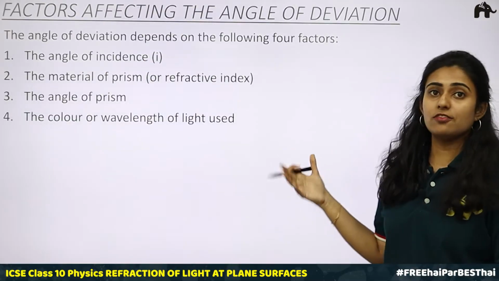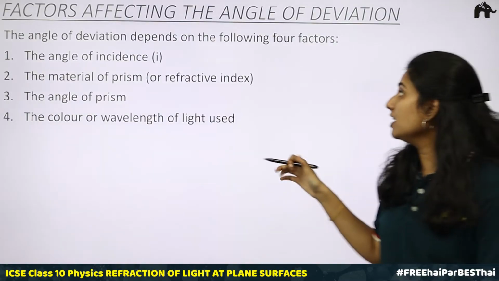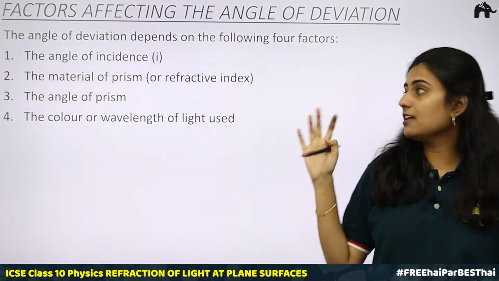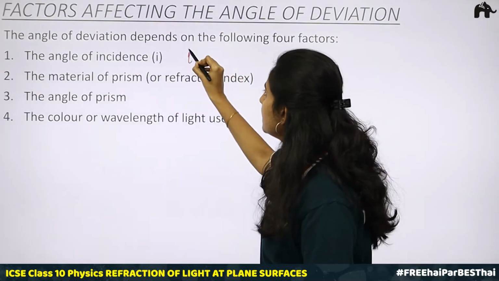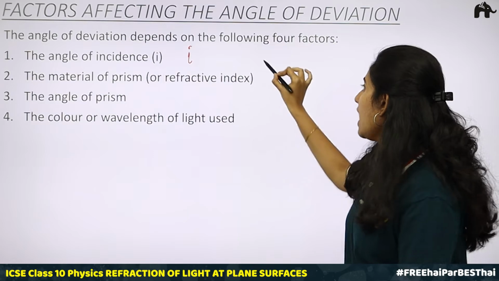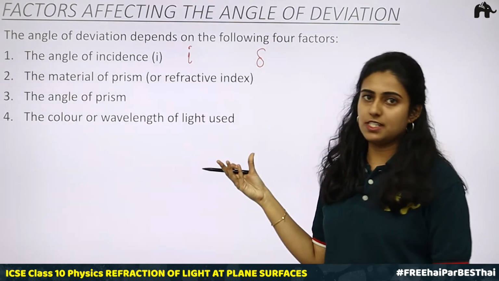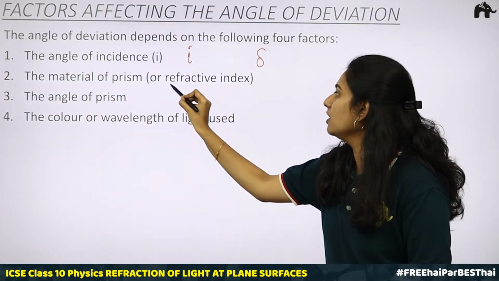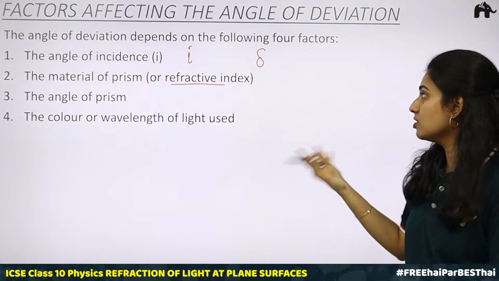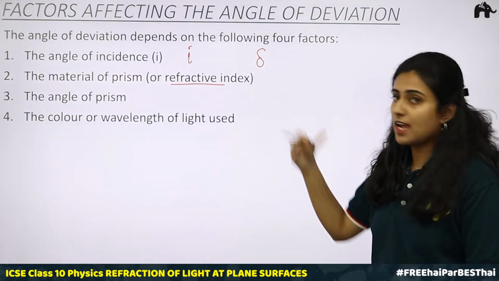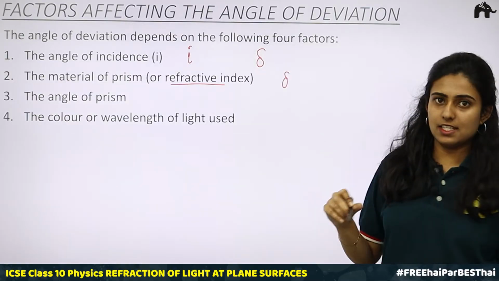Now what are the factors on which angle of deviation depends? Factors affecting the angle of deviation. The angle of deviation depends on the following 4 factors. First one is angle of incidence. When angle of incidence is increased or decreased, what happens to the angle of deviation, delta? Second, the material of prism. It is mainly depending on the refractive index. Denser medium or rarer medium. Light traveling from a rarer to denser or denser to rarer. More refractive index. This is what it means. What happens to the delta value?